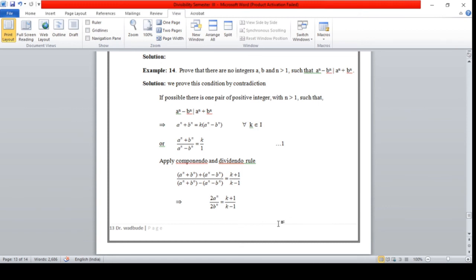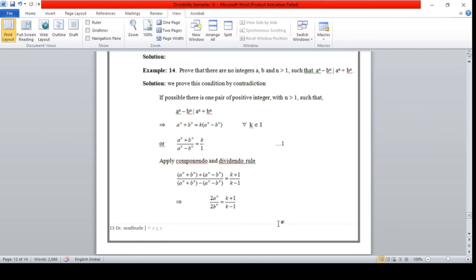Solution: we prove that condition by contradiction. Means if possible, there is a pair of positive integers, a and b, with n greater than 1 such that a raised to the power n minus b raised to the power n is a divisor of a raised to the power n plus b raised to the power n.